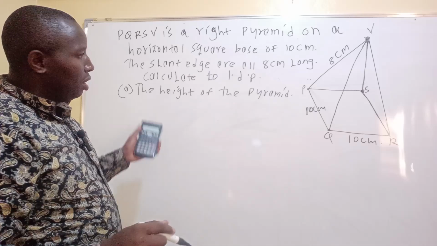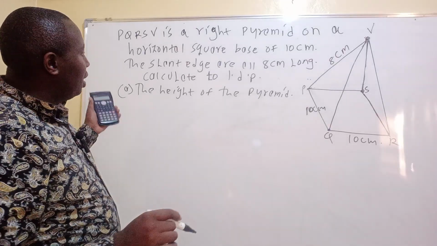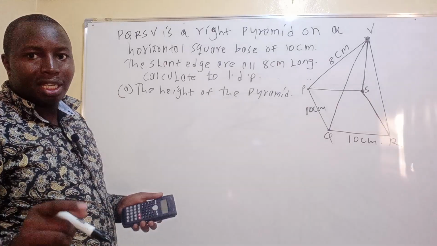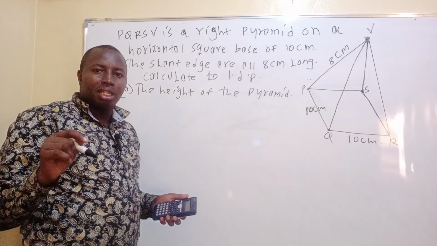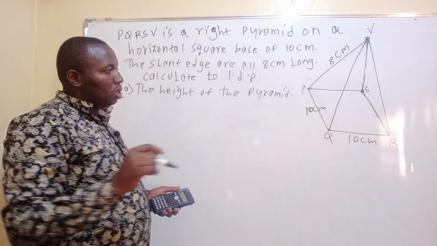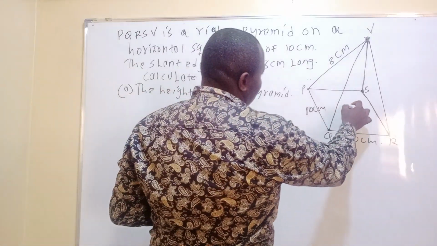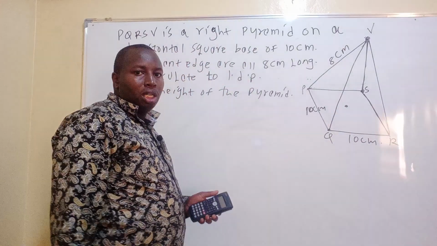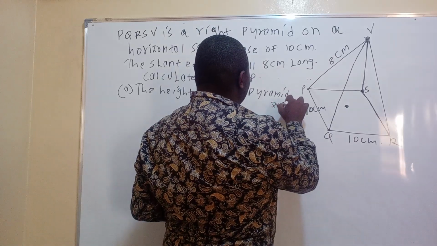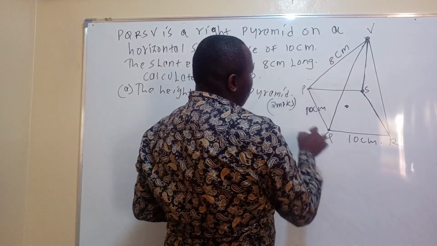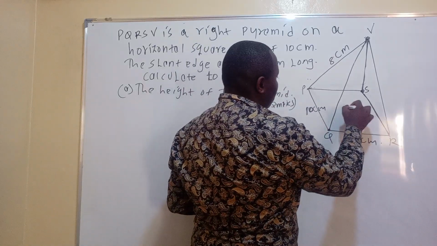So question A: you are told to calculate, to 1 decimal place, the height of the pyramid. This is the perpendicular height of the pyramid. So this is what you're supposed to calculate. This question number 1 is 2 marks, part A of this question.